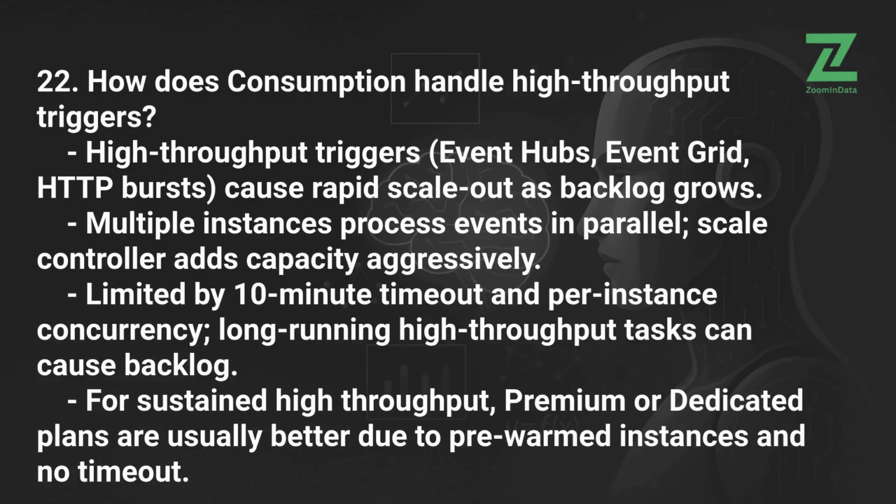22. How does consumption handle high-throughput triggers? High-throughput triggers, event hubs, event grid, HTTP bursts, cause rapid scale-out as backlog grows. Multiple instances process events in parallel. Scale controller adds capacity aggressively.